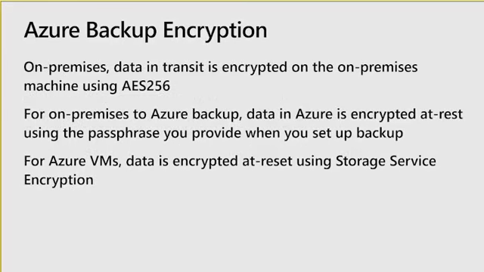Everything is encrypted. Data in transit from your on-premises machine to Azure Backup is encrypted. The data in Azure is encrypted at rest with a key phrase we will set up when you set up the backup, and we will show you that in a quick demo. So you bring your own key phrase. For Azure VMs, for example, the data is encrypted at rest using the storage service encryption.